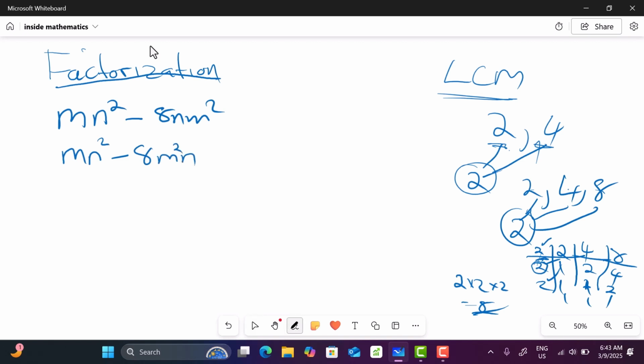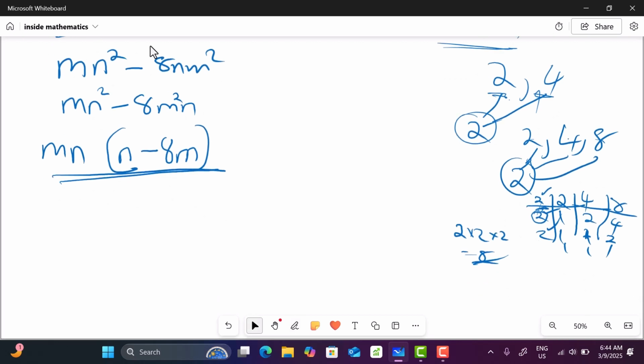This one with a square. After rearranging them, it is simple now. You factor out mn, you open bracket, then here it will be only n minus 8, of course, and a single m. Just like this. So this will be your answer.